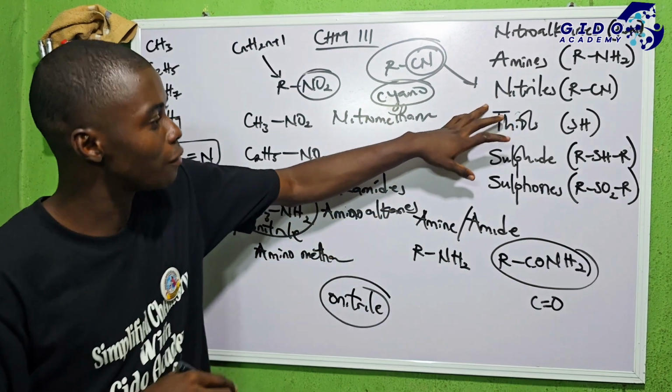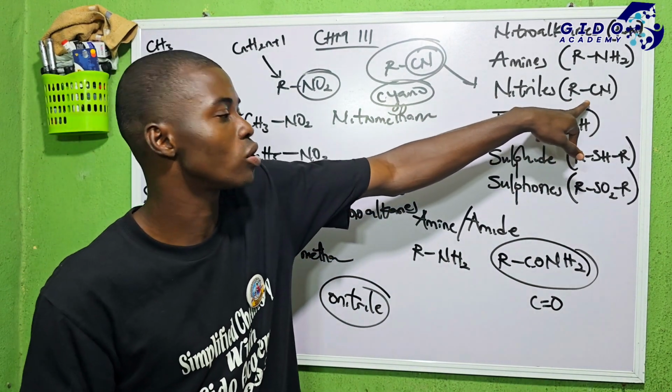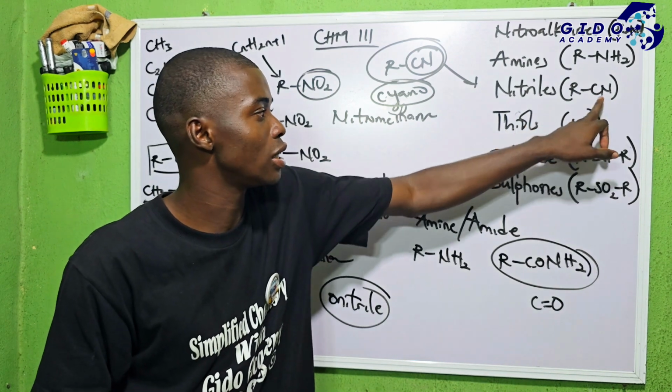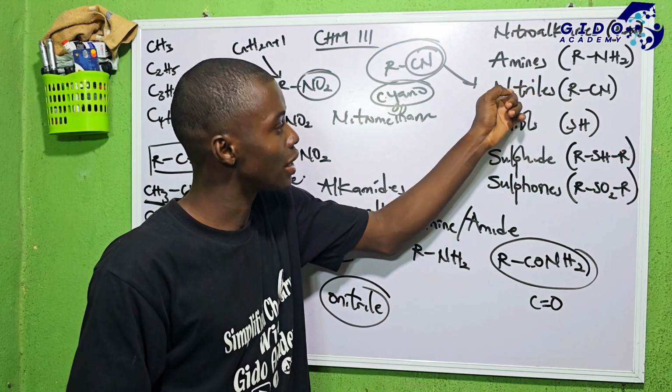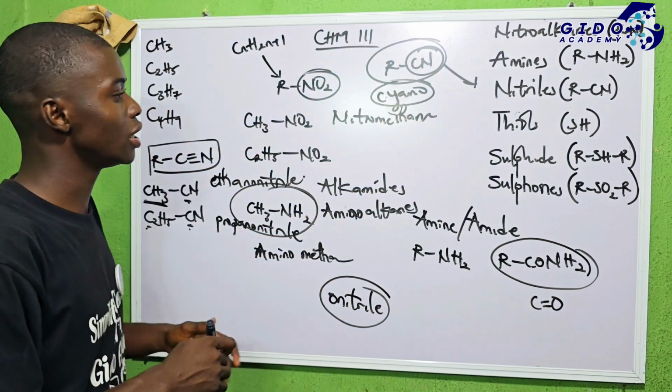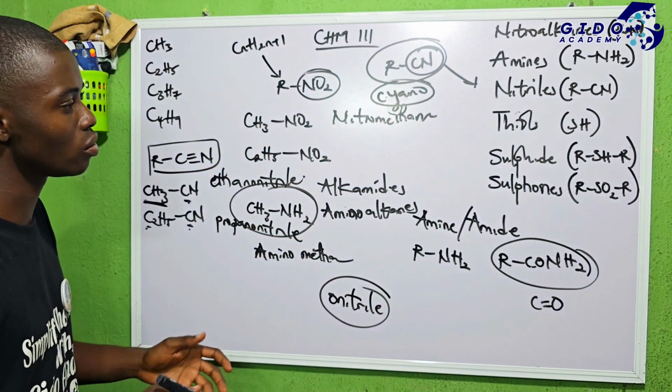So they have the R bonded to a cyano functional group, CN, carbon triple bonded to nitrogen. So please, we call all of them what? Nitrile functional group. Then the next one we'll be dealing with is the thiols.